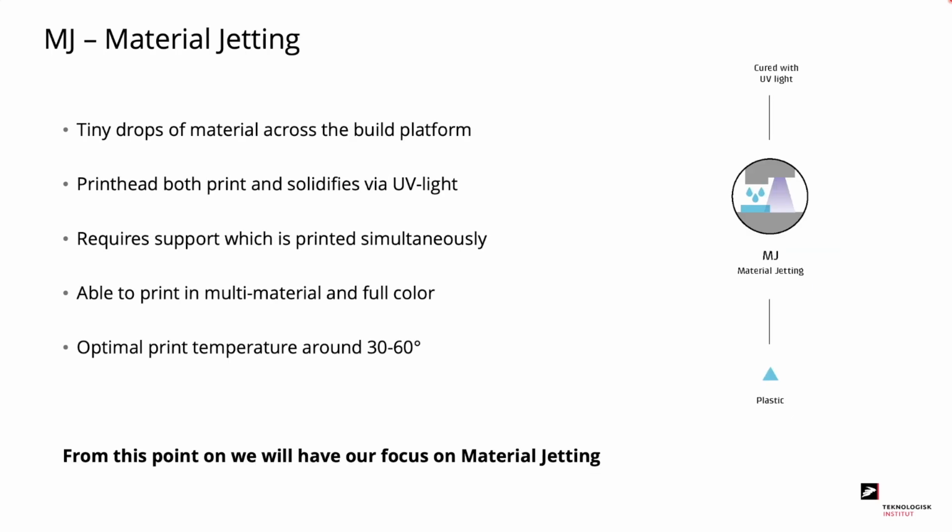Finally, we have material jetting. Here you jet tiny drops of material across the build platform, and the print head will both print and solidify using UV light. This technology requires support, which is printed simultaneously. The benefit of this technology is that you're able to print in multi-material and full color, and the optimal print temperature is around 30 to 60 degrees. Since material jetting is the most common of these technologies, we'll focus on that technology going forward.